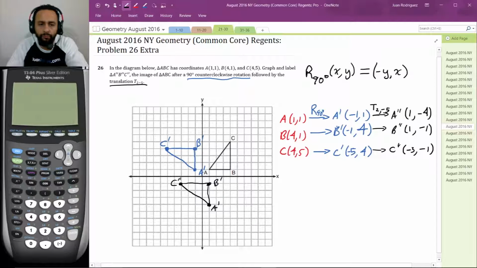Double prime. Yes, C double prime, sorry. B double prime. A double prime. I'm going to put the coordinates in. A is (1, -4). B is (1, -1). And C is the point (-3, -1). And that is a full and correct answer.